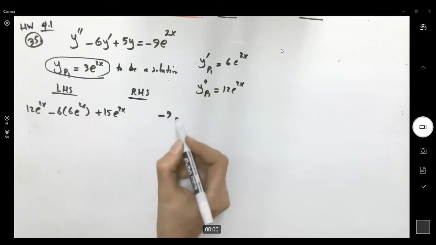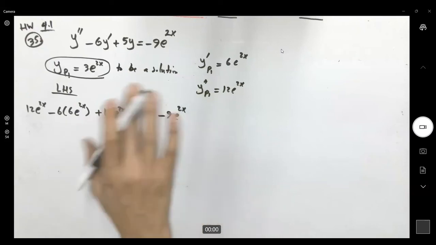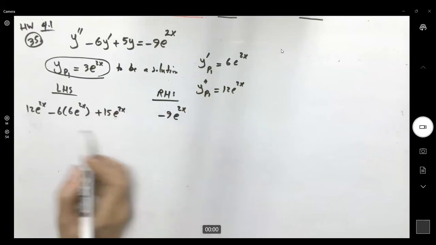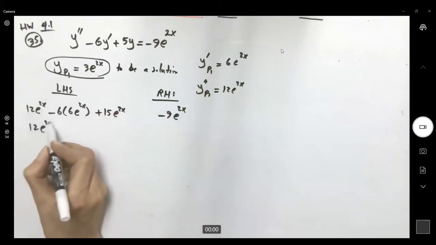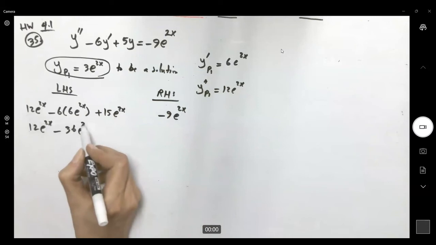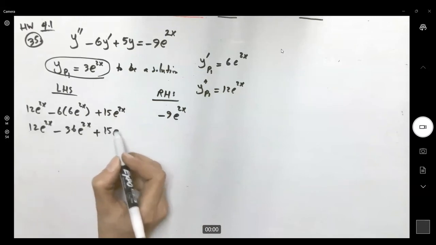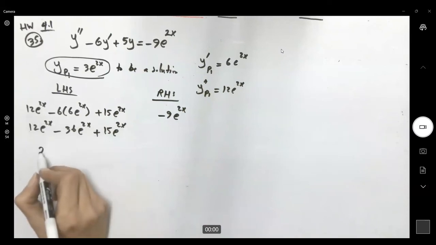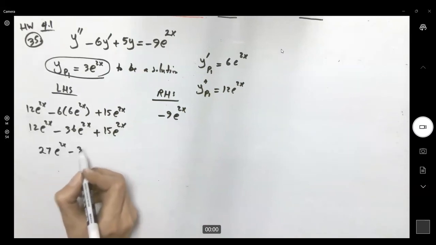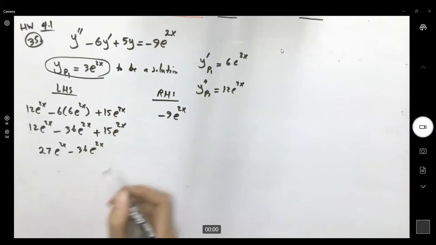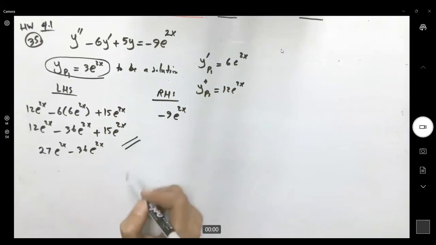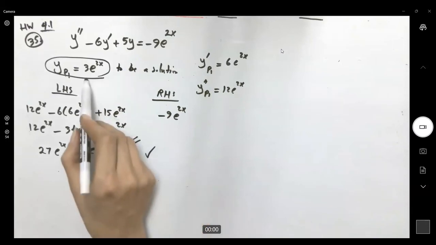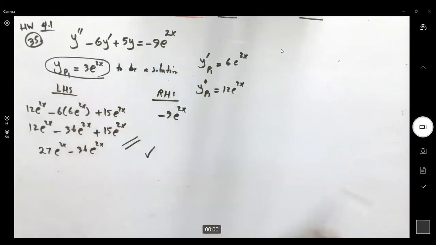On the right-hand side, we must have negative 9 e to 2x. This is my right-hand side. And we check to see if the left-hand side and right-hand side are equal to each other. So here you have 12 e to 2x minus 36 e to 2x plus 15 e to 2x. Well, if we add these two, we get 27 e to 2x minus 36 e to 2x. Well, it is equal to negative 9 e to 2x. So we just showed that this is a particular solution for this differential equation.